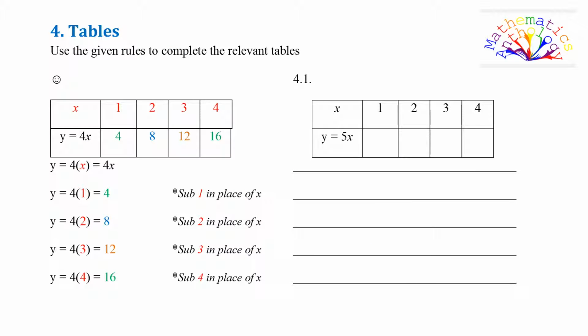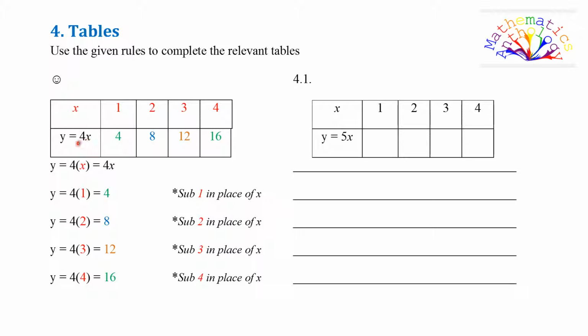You can also get tables in algebra. So let's work with this example here. Use the given rules to complete the relevant tables. So we're given our x values here as 1, 2, 3, and 4. Our y value here, similar to the rule in flow diagrams, the rule is given as y is equal to 4x. So it's substitution again. Instead of x in the rule here, we substitute the x values that are given. So y is equal to 4 times x.